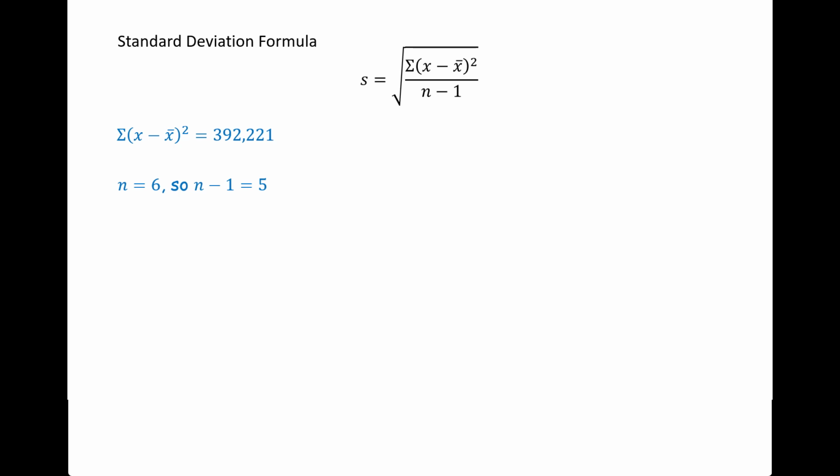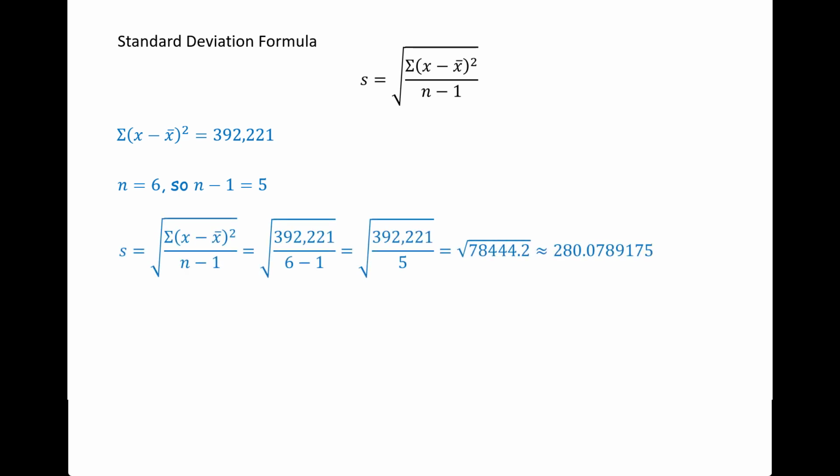Let's put our numbers into the formula. So under the square root, in the numerator, put in 392,221. We want to divide that by 6 minus 1. You could have just as well written that directly as the square root of 392,221 divided by 5. Use your calculator to get the quotient of the numbers under the square root, and you'll get that the quotient is equal to 78,444.2. Use the square root feature on your calculator.